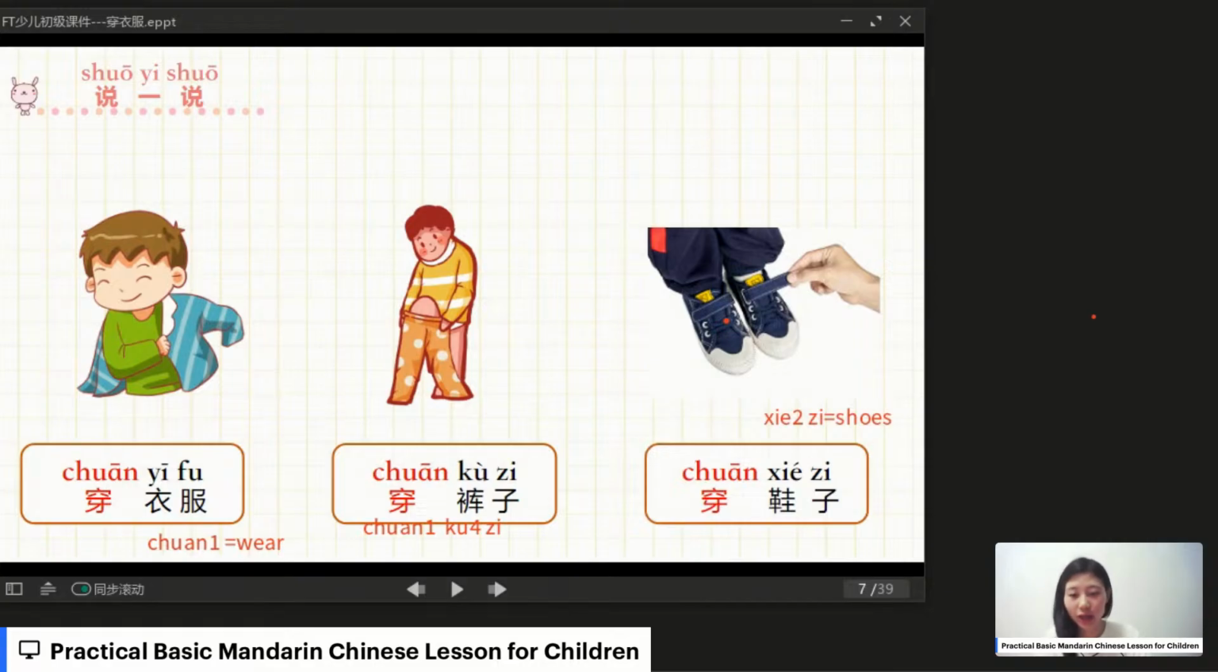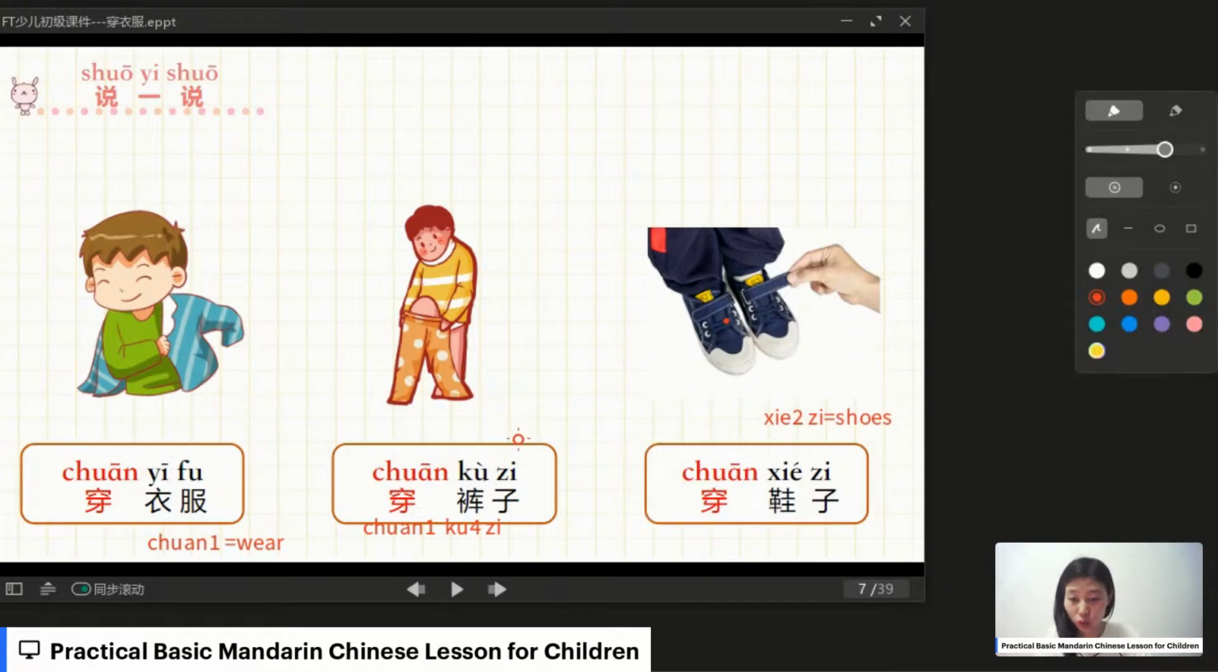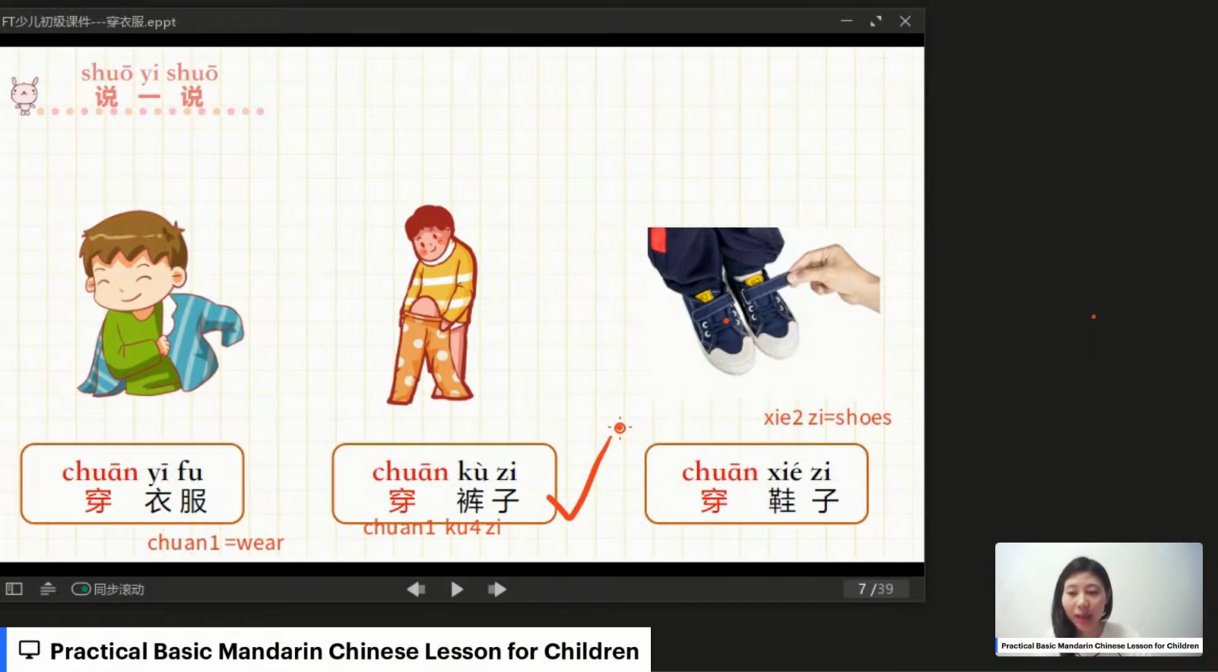So we've got three phrases. One more time, the first one is 穿衣服. Second, 穿裤子. Last, 穿鞋子. Okay, any question? If you have any question, you can type the question. When I see the message, I will reply to you.